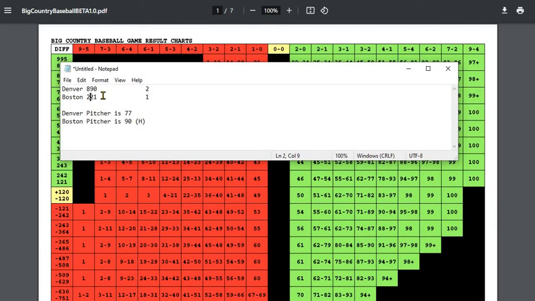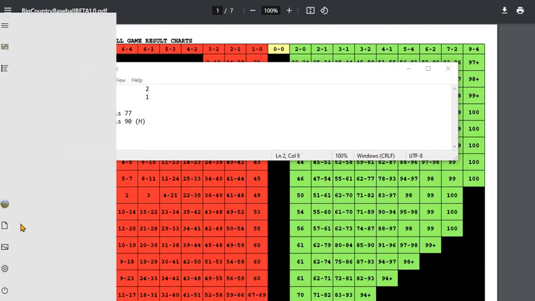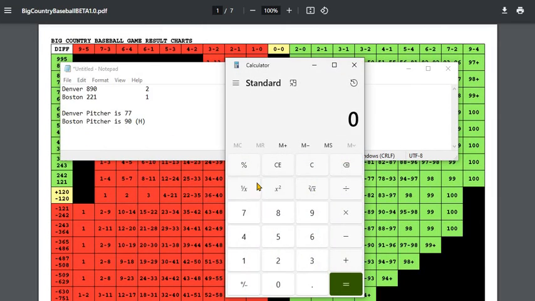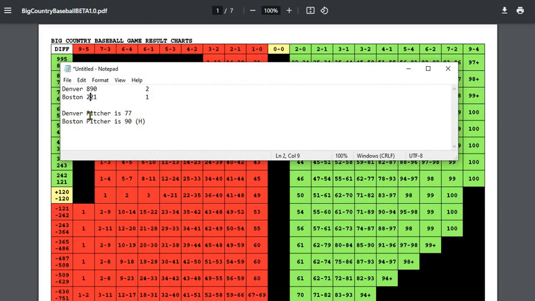So let's say Boston was... So again, hometown, we're always going to use hometown. Denver's 890. So the difference would be minus quite a bit, right? Where's my calculator again? Right, so it would be 221 minus 890. Would have been minus 661. So you put here minus 661 on your score sheet. So we know that that's what we're looking at.